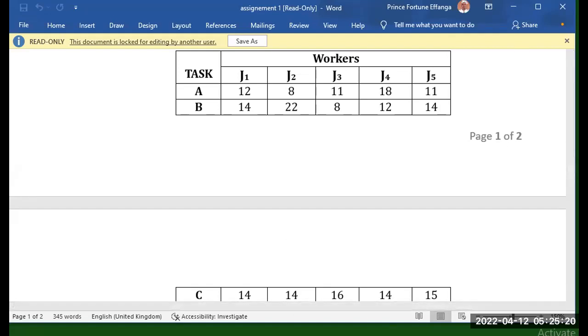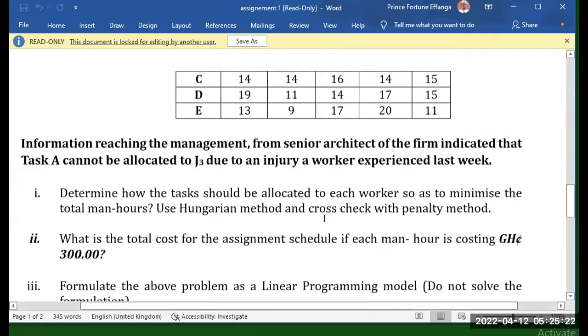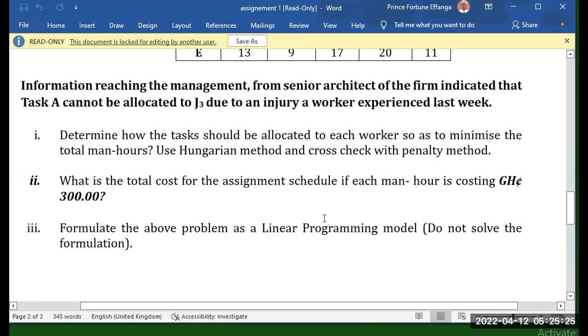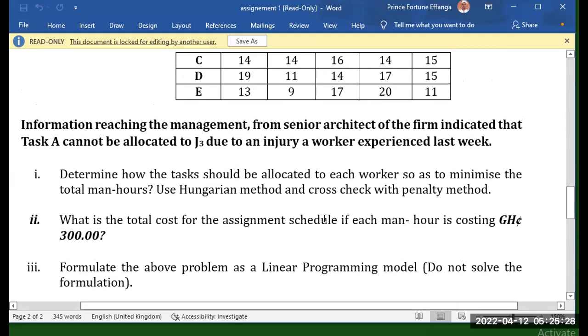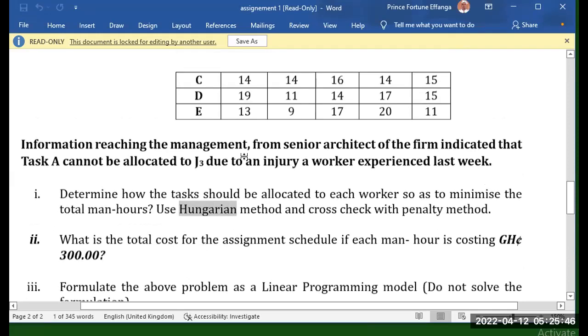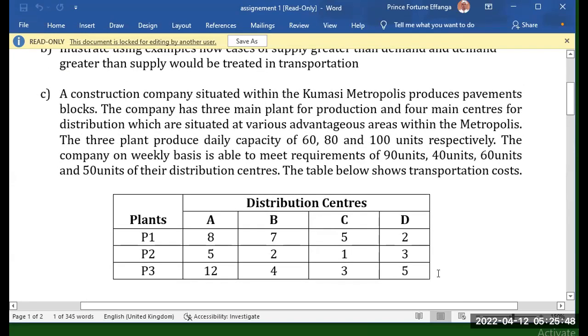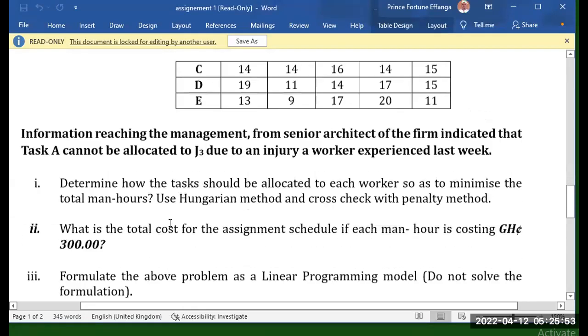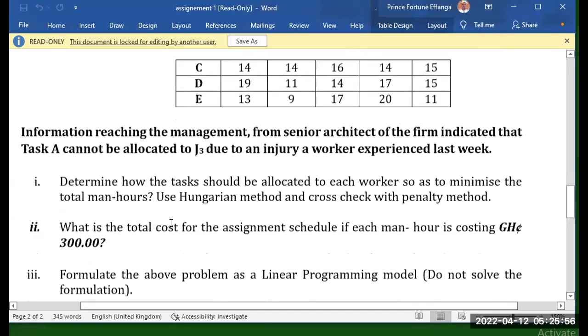Are we also going to use the 3 methods? I think let's use one, then we go and try the other. No, let's read the question first and see what we're asked to do. Determine how the tax should be allocated to each worker so as to minimize the total amount. So this question is assignment. The first was transportation, and now we are doing assignments.